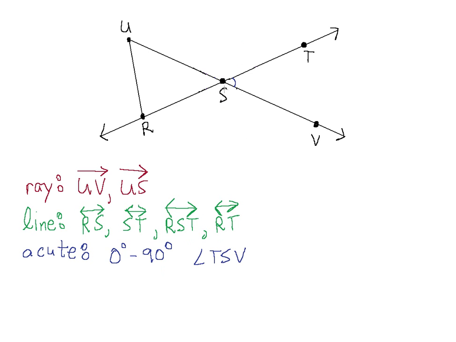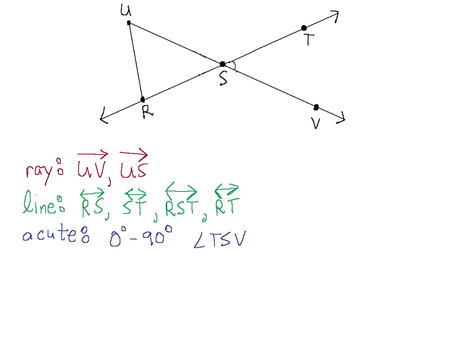We always want to label the vertex right in the middle. We wouldn't call this STV or VTS. This is TSV, can also be called VST. But we want to have its vertex in the middle. All right, very, very important. So that's an acute angle.